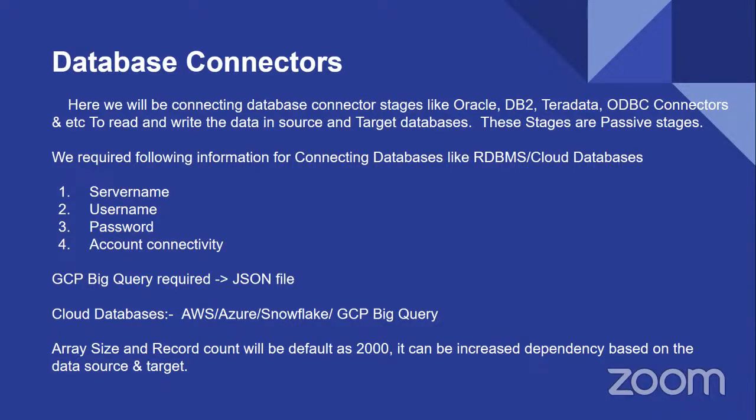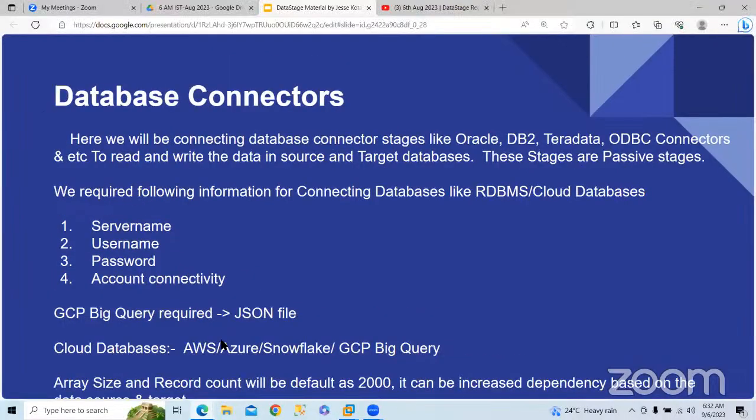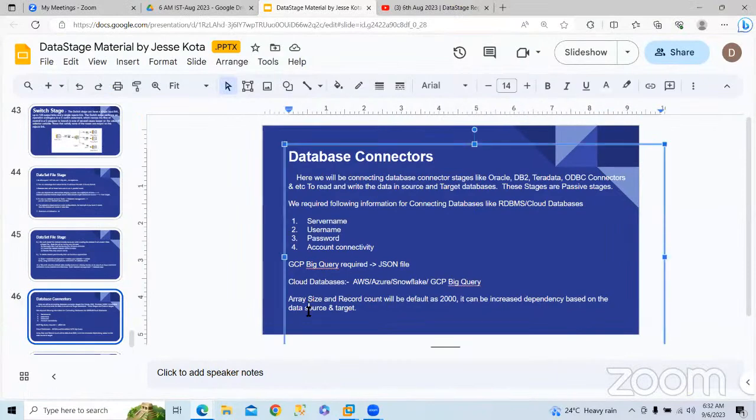After our class, I'll be sharing a recorded video on how we can connect to cloud environments and cloud databases. You can watch that recording. Here the default array size and record size is 2000. It can be increased based on the data at source and target.